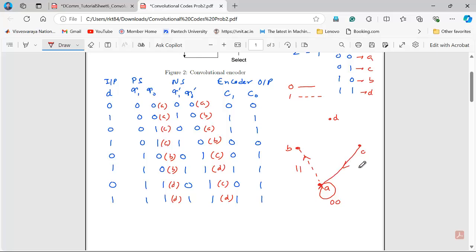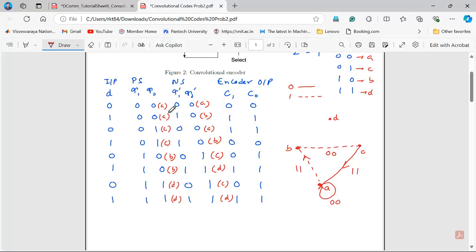What is the output at that time? Output is 0 0. C to A, sorry, 1 1, not 0 0. So the output is 1 1, and you have to keep that in mind. The second transition is C to B, shown with the dotted line because it is at input 1. What is the output at that time? 0 0, so you mark 0 0.